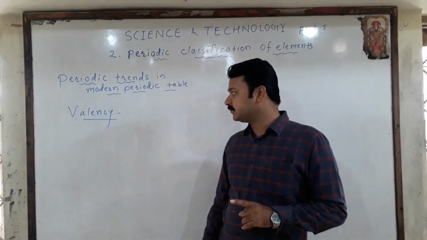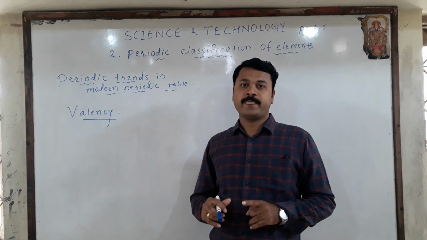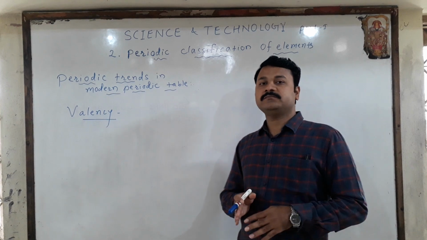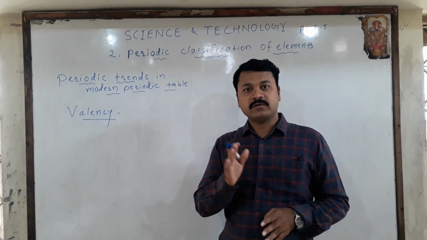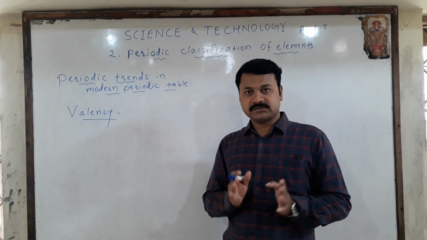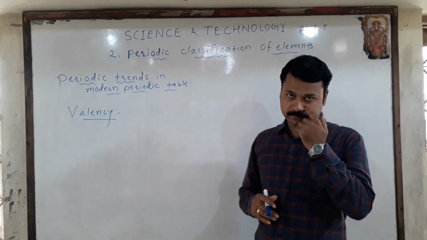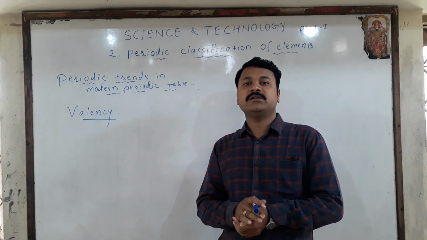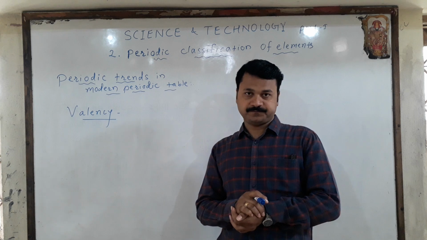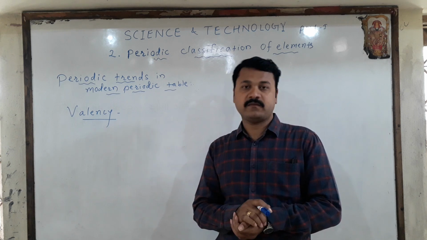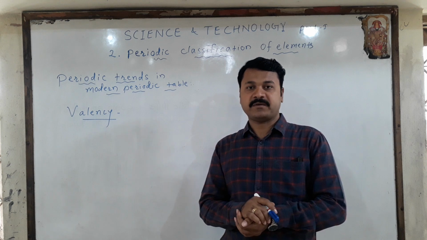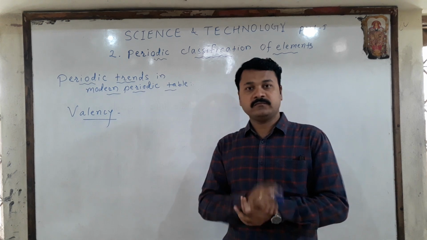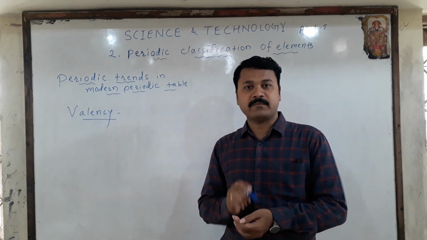First we see about the periodic trends of valency in the modern periodic table, in the group from top to bottom and in the period from left to right. So first, what is meant by valency? Valency is determined from the number of valence electrons. Valence electrons means the number of electrons present in the outermost shell of an atom. So from valence electrons we can determine the valency.